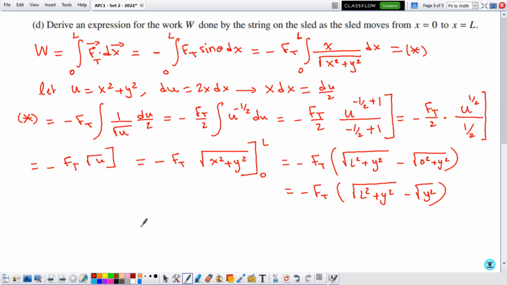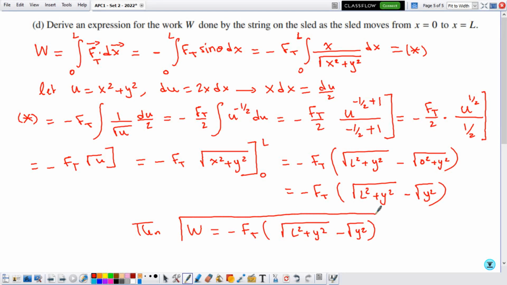Then the work done by the tension force, which is by itself negative, is given by minus Ft multiplied by the difference of two radicals, and that would be our answer.